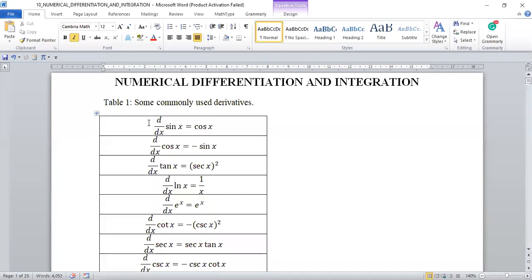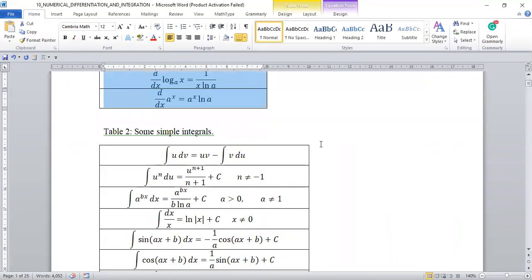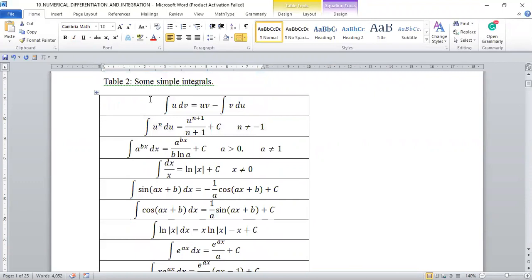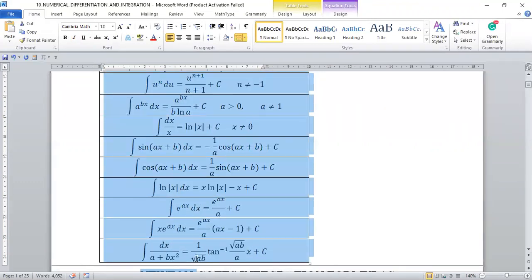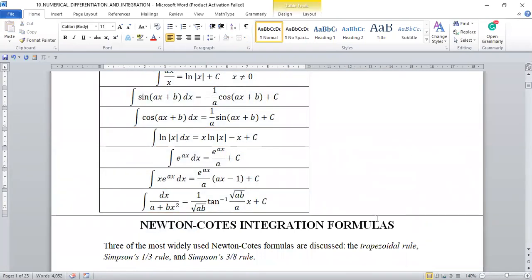I know you all know how to integrate and differentiate because you would have done that previously during the course of your study. So these are the different commonly used derivatives. So you all know how to do this. So these are the analytical methods to differentiate, and for integrating, this table shows the analytical methods for differentiating.